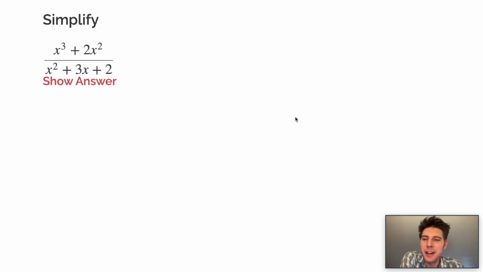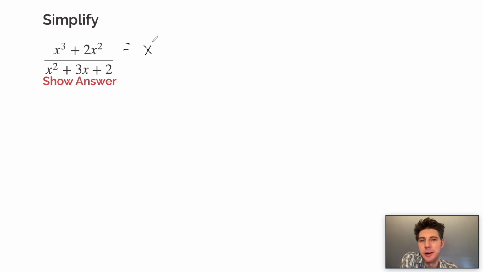This is a rational expression and we just want to simplify it. So these are all going to be handled the same way. You want to factor the top and bottom and then cancel any terms that are the same. I'll show you. So to factor the top, we want to pull out a GCF here.